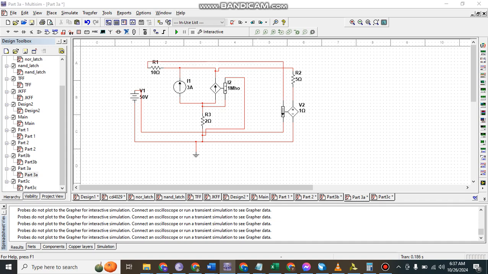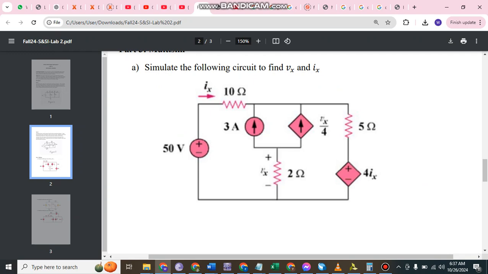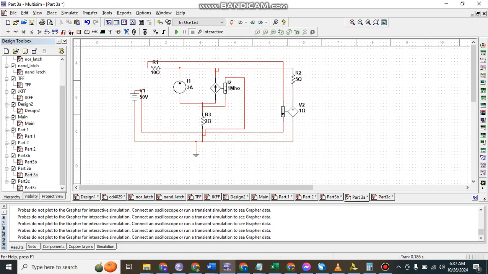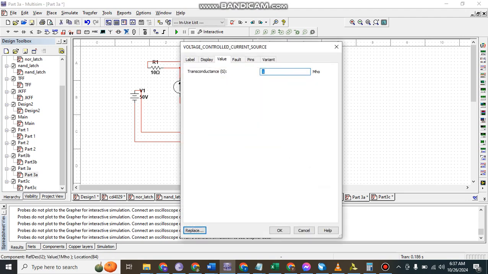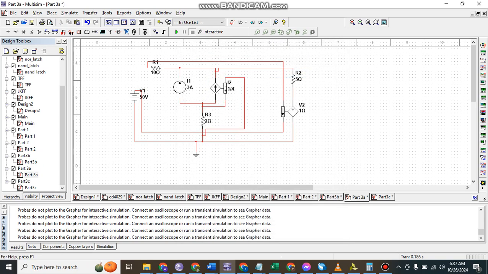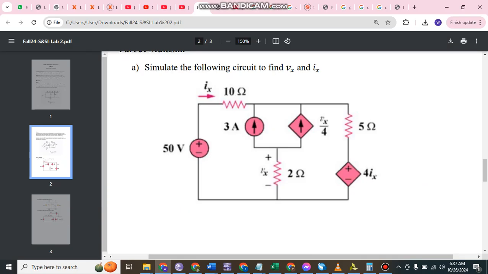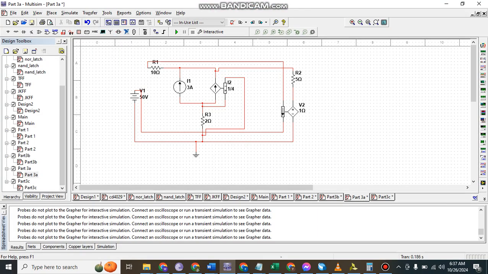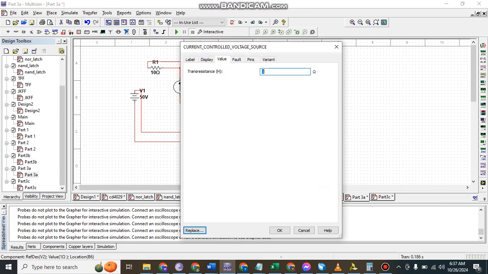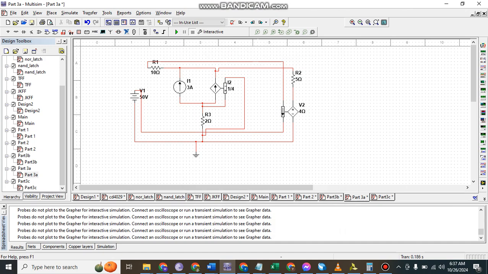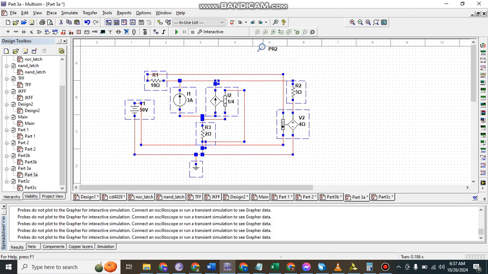Now the next step is just to see what Vx is. Vx is 1 by 4, right? So here 1 by 4, right? And now just see here Ix is 4. So this one is 4. Now take the probes.